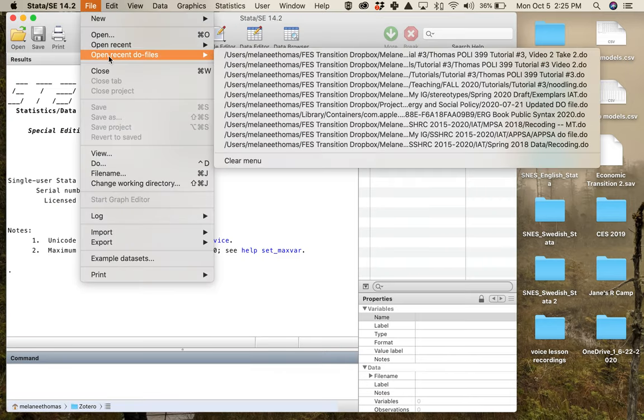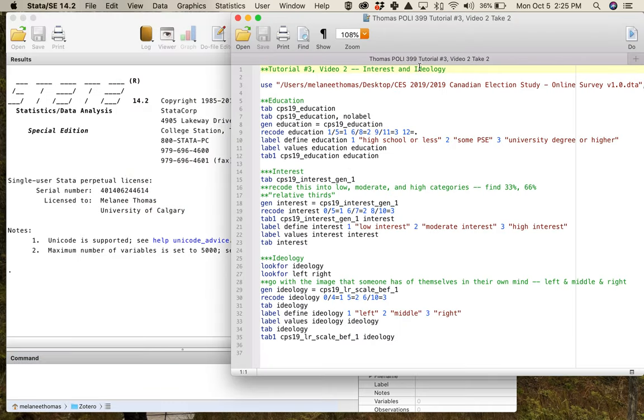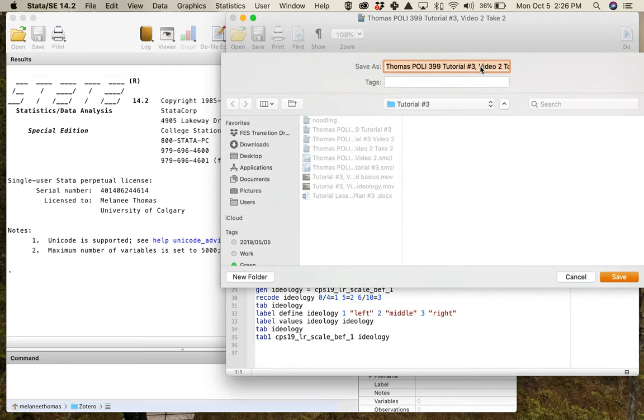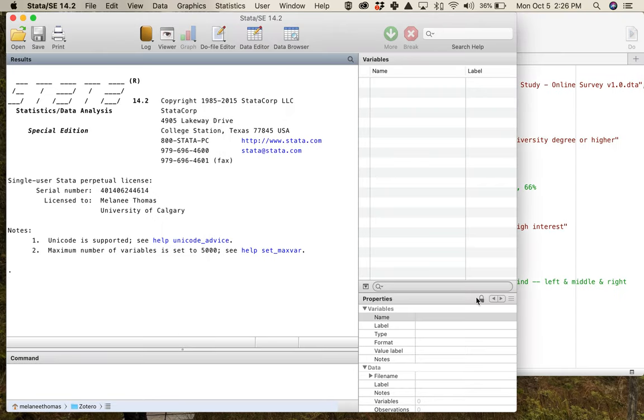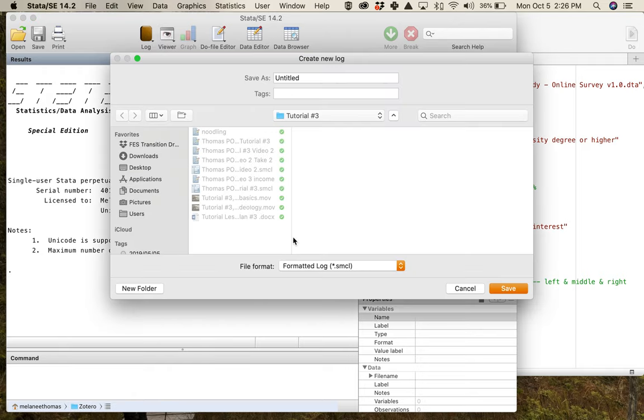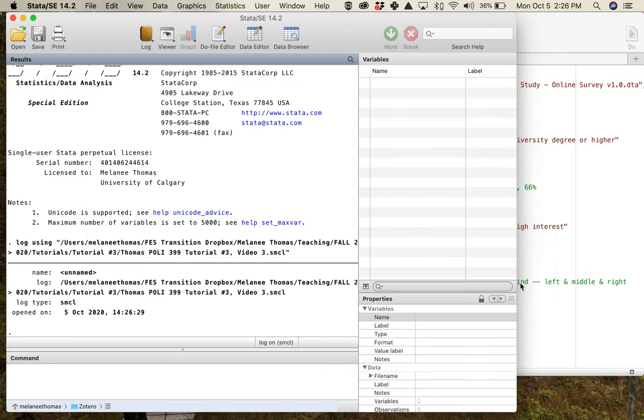And I am going to open up my do file, which is the same one that I used before. So this is tutorial 3, video 2, interest in ideology. I am going to save this as video 3. If I could spell, that would be great. Income. Okay. All right. So if I were a student, I would be starting by starting my log file. Three and save. There we go.